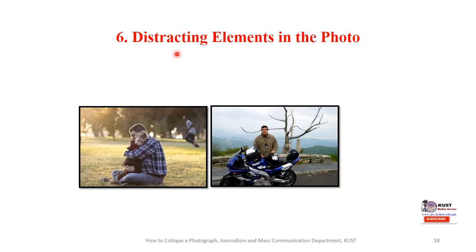See these examples. In the very first photograph, a person is running in the background, so we can say that it is a poorly framed photograph because this person is distracting our attention. Similarly, in the very second image, in the background we can see the branches of the tree which are distracting our attention, and it spoils this very image. So these are distracting elements, and when you are critiquing a photograph, you ought to give attention to distracting elements.